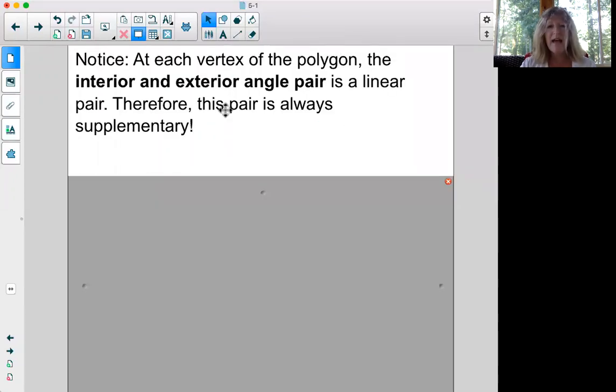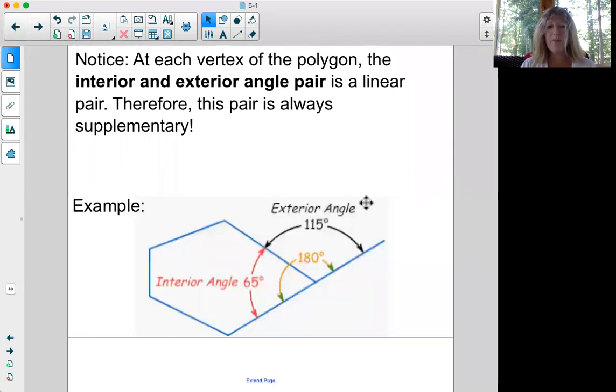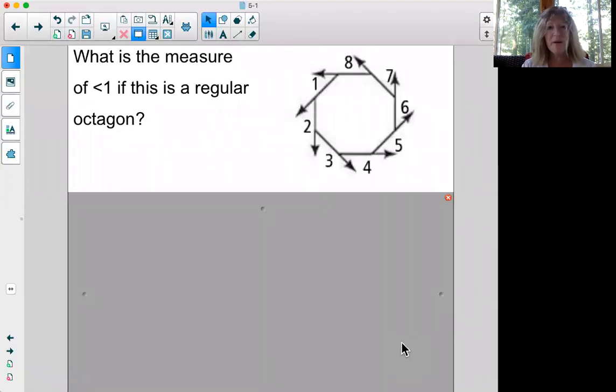Now notice, at every vertex of the polygon, the interior and the exterior angle pair is always a linear pair. Therefore, that pair of angles will always be supplementary. So here we have a blue 1, 2, 3, 4, 5, a blue pentagon. And here we have an interior angle, red, 65 degrees. And here we have the exterior angle, black, is 115 degrees. So notice, together they form a linear pair. And that's always going to be true of the interior-exterior angle pair.